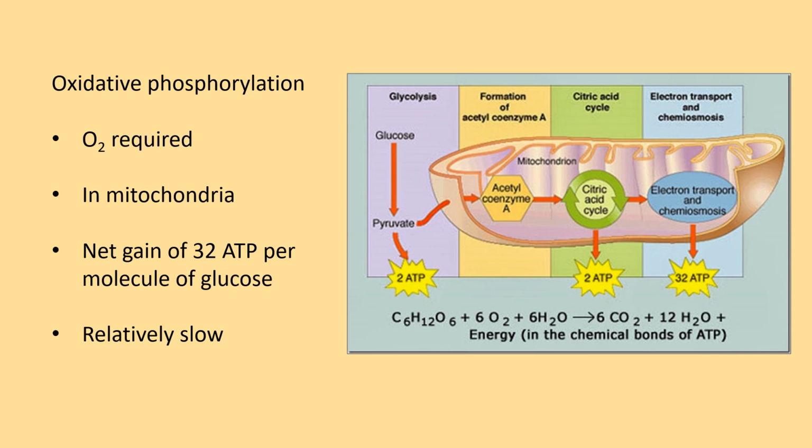In contrast, oxidative phosphorylation occurs inside the mitochondria. It does require oxygen. It is a multi-step process, and therefore it is slower than glycolysis, but it generates far more ATP than glycolysis. So in glycolysis, we had a net gain of 2 ATP per molecule of glucose, while oxidative phosphorylation yields a net gain of 32 ATP per molecule of glucose. So we get a much bigger yield, but it takes more time and more resources.